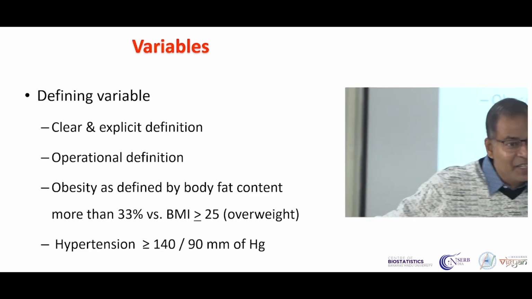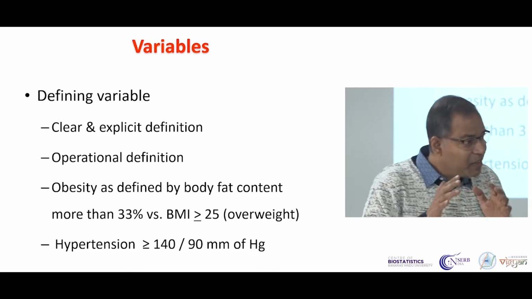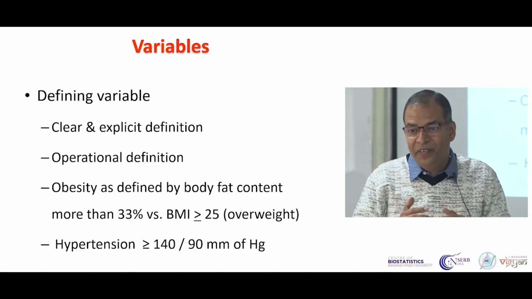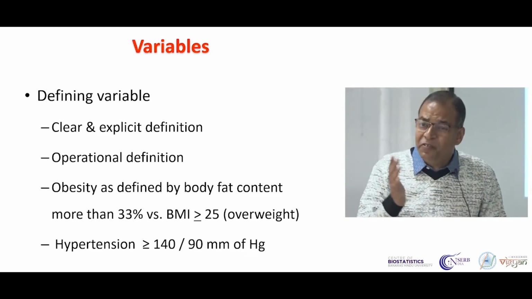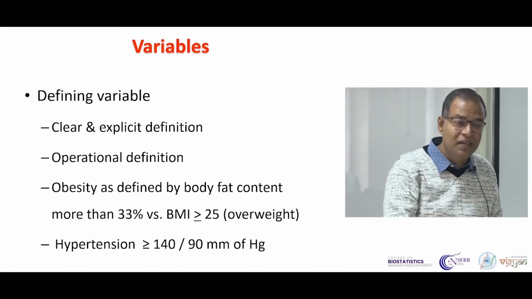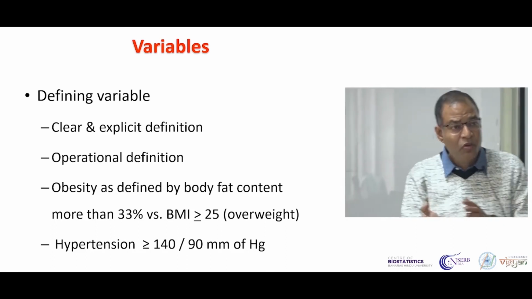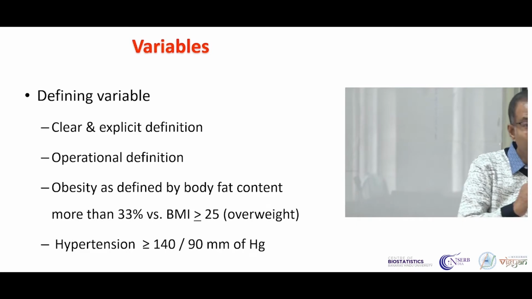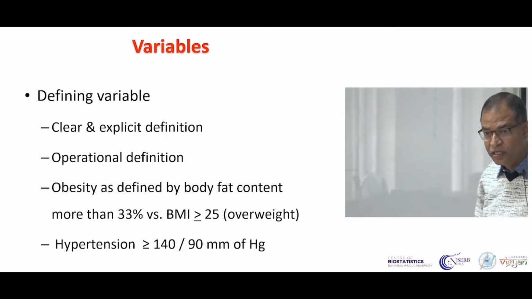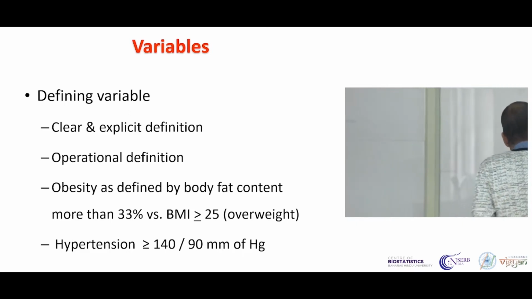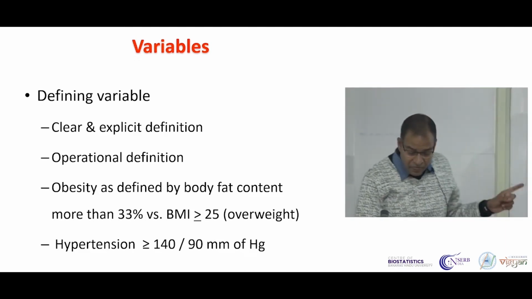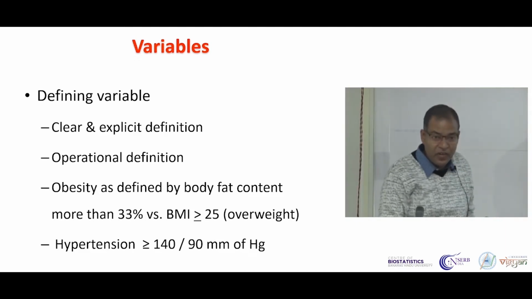So that person will be excluded. So this operational definition is very, very important. You have to specify beforehand whom you would consider disease positive, whom you would not consider disease positive, whom you would consider exposure positive, and whom you would not consider exposure positive. Is this clear? That has to be very much specified. That operational definition has to be specified.